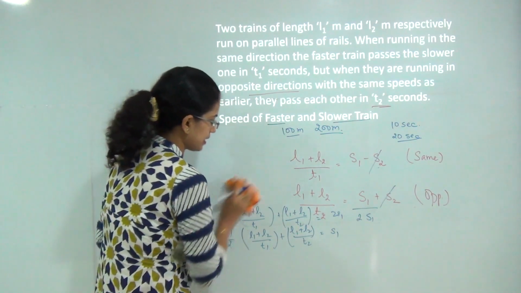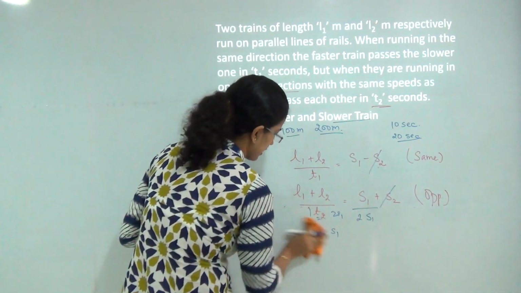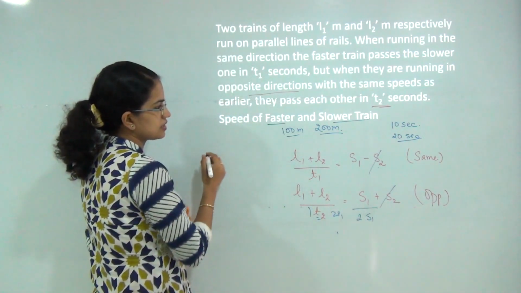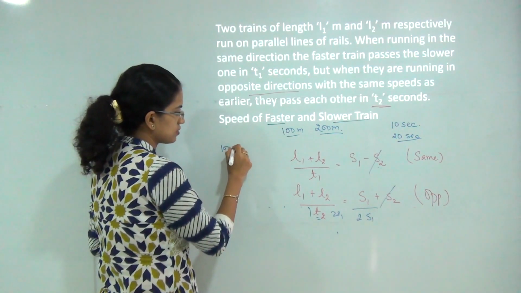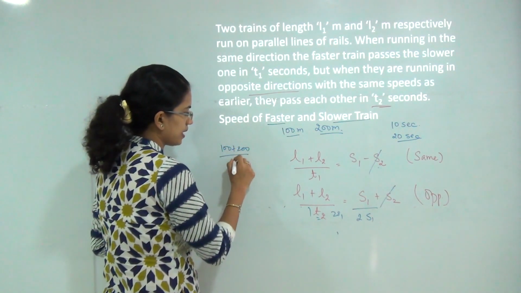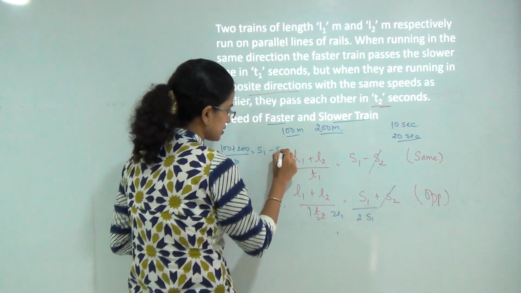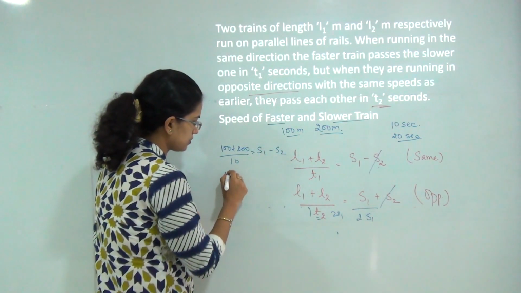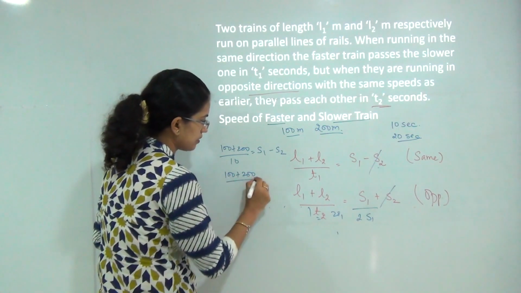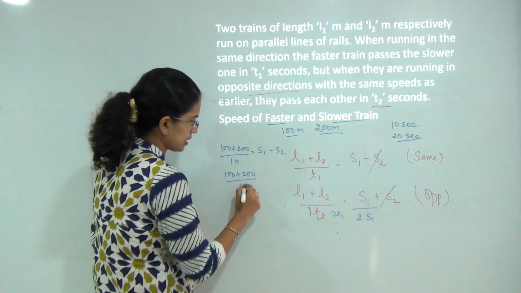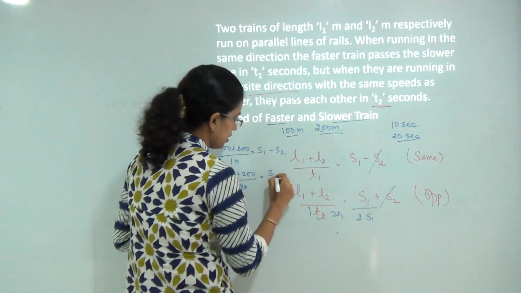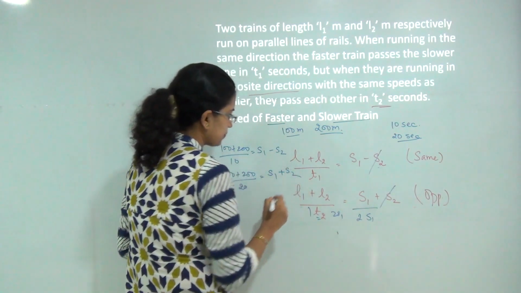If I have that data and I try to solve this, I can say in the first case, when they are moving in the same direction, it would be 100 plus 200 divided by 10 is equal to S1 minus S2. In the second case, it would be 100 plus 200 divided by 20 seconds, that's the time for the second train, and S1 plus S2.